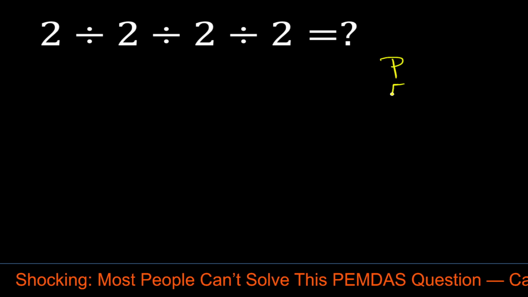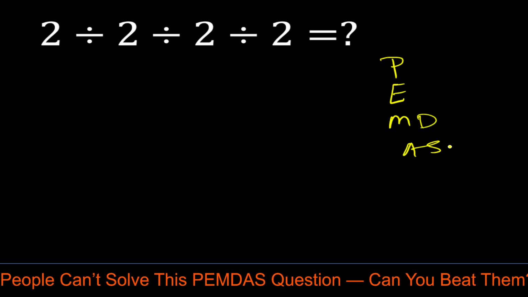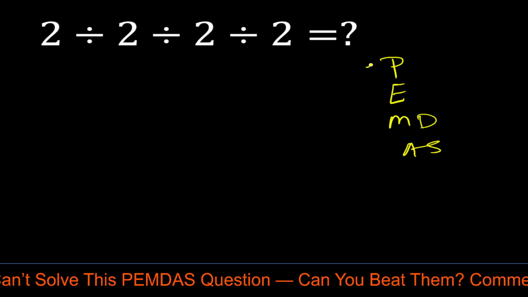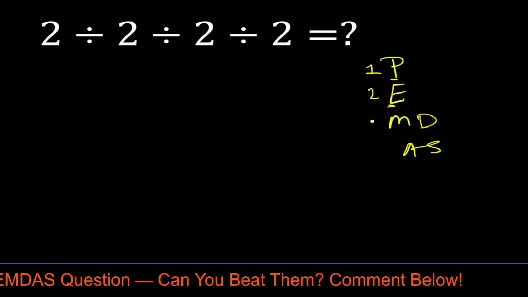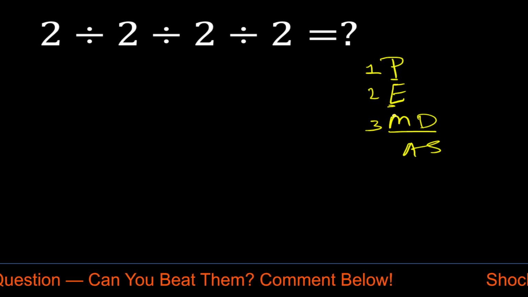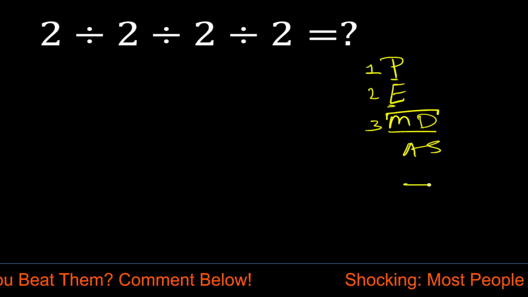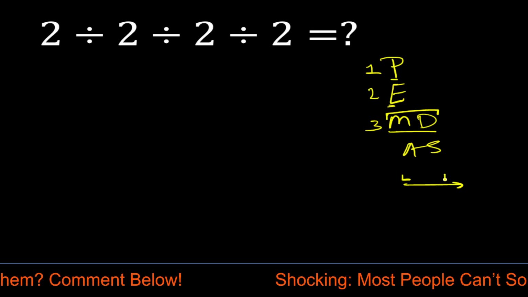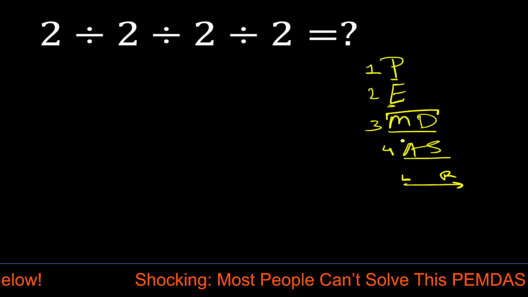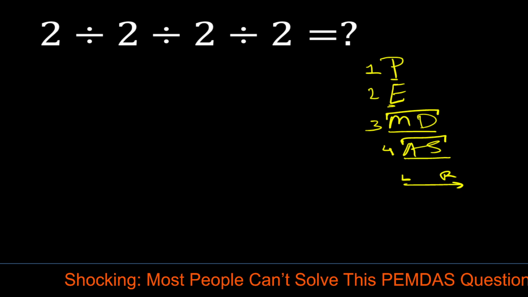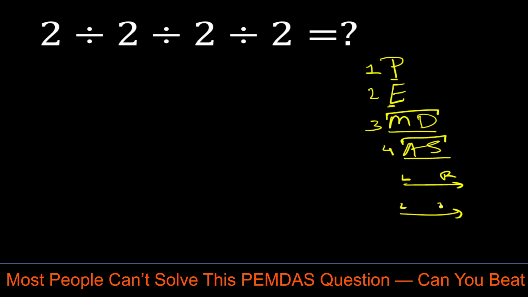So PEMDAS, P-E-M-D-A-S. According to PEMDAS rule, first priority is parenthesis, then second priority is exponents, then third priority is multiplication and division. Here multiplication and division both have equal priority, so we have to solve it from left to right. Then fourth and last priority is addition and subtraction. Also addition and subtraction both have equal priority, so we have to solve it from left to right.